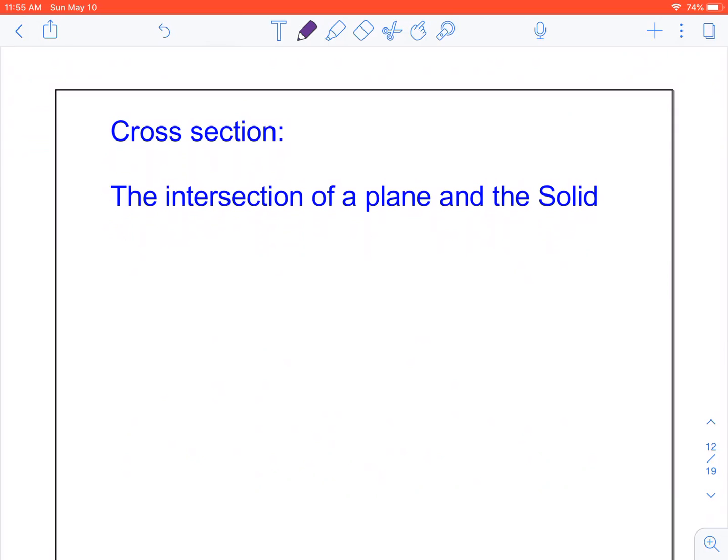Now, a cross-section we'll deal with here in a couple minutes, but essentially what a cross-section is, is the intersection of a plane and a solid. It's if you were to take some solid and cut a little 2-dimensional piece out of it. And we'll show some examples here in a couple minutes.